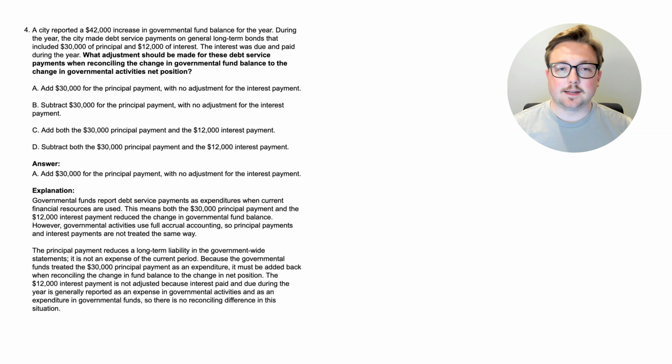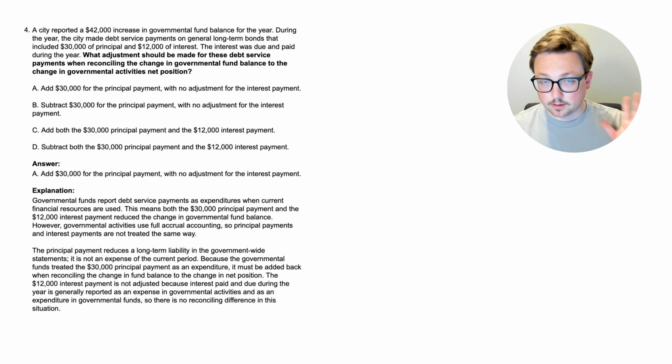All right, here we are at the answer. A, you would add the $30,000 for the principal payment, but you would have no adjustment for the interest payment. So let's learn more about this. Governmental funds report debt service payments as expenditures when current financial resources are used. This means both the $30,000 principal payment and the $12,000 interest payment reduced the change in governmental fund balance. However, governmental activities use full accrual accounting, so principal payments and interest payments are not treated the same way.